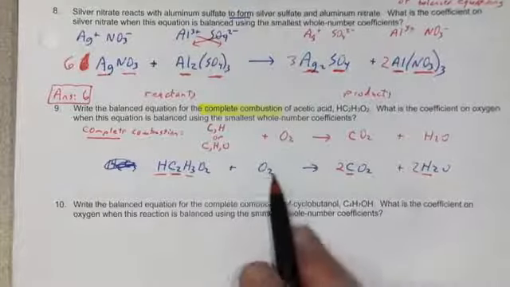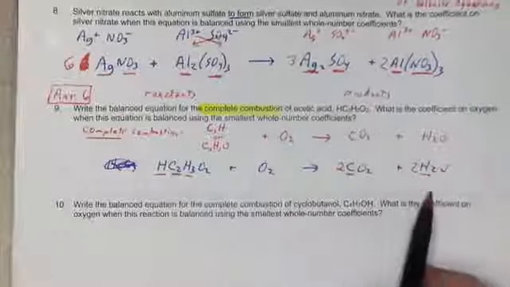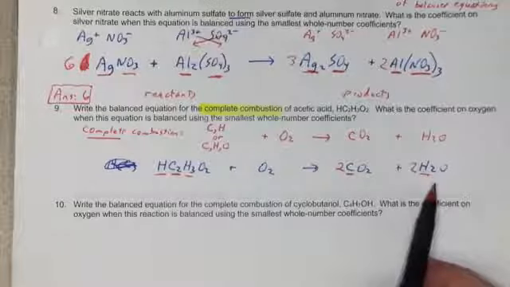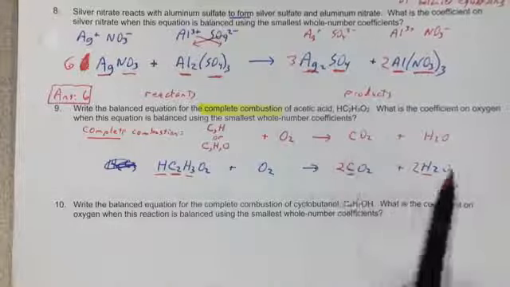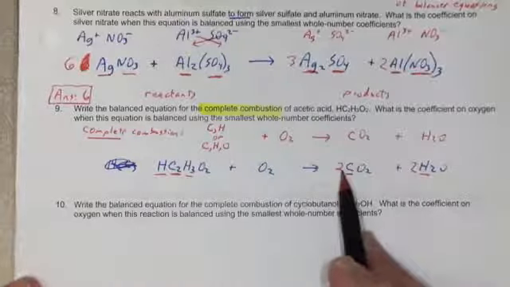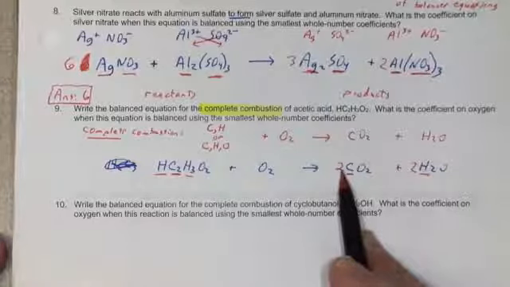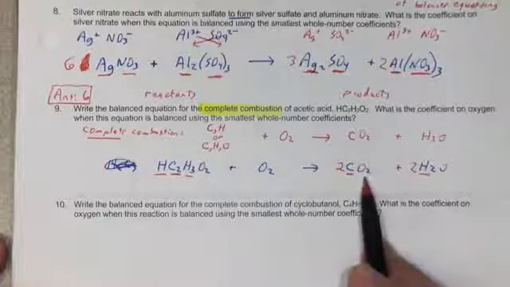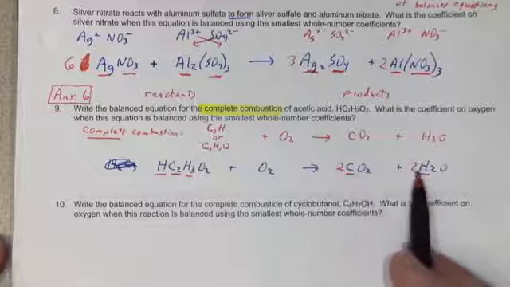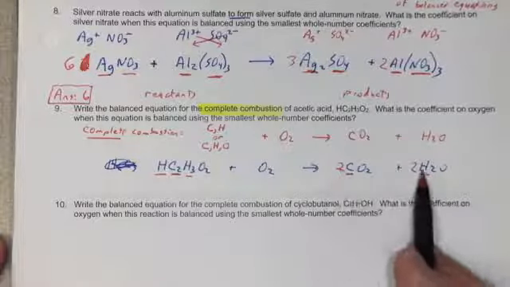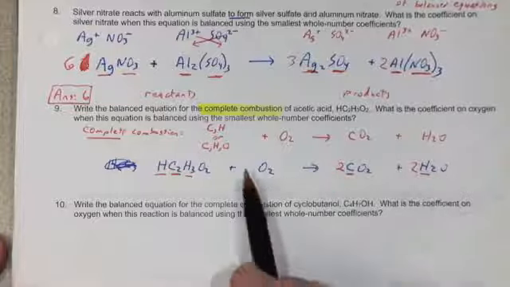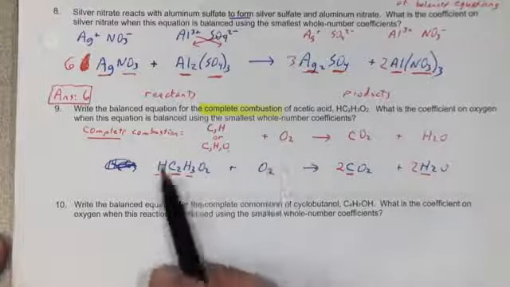Now I saved O2 for last, and I've underlined everything as I come to it. So the question is, what's the total number of oxygens that I have over here? Well, to add up the oxygens, don't forget to use the coefficient. 2 times 2 is 4. I have 4 oxygens here plus 2 more. There's a total of 6 oxygens. 4 plus 2 is 6 oxygens. So I need 6 oxygens on the reactant side.